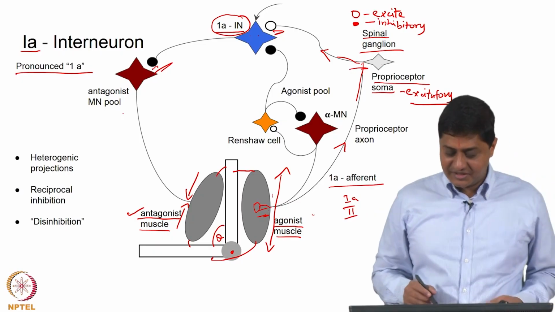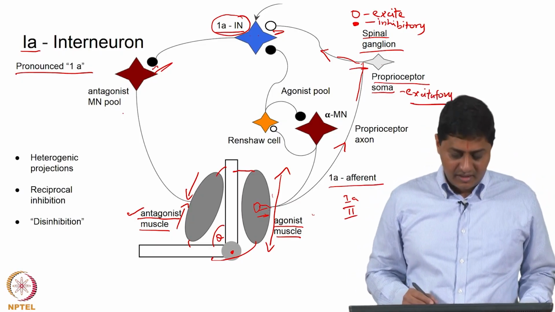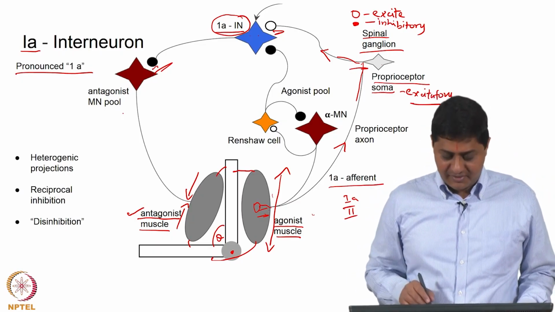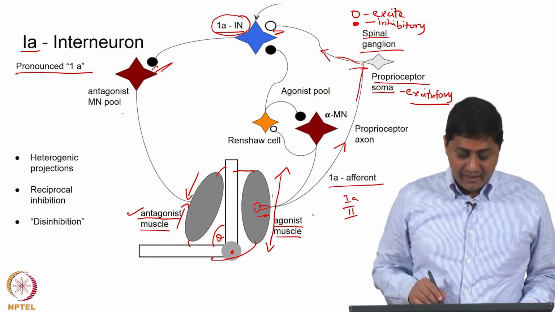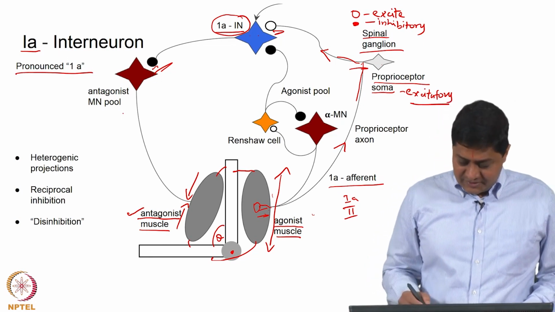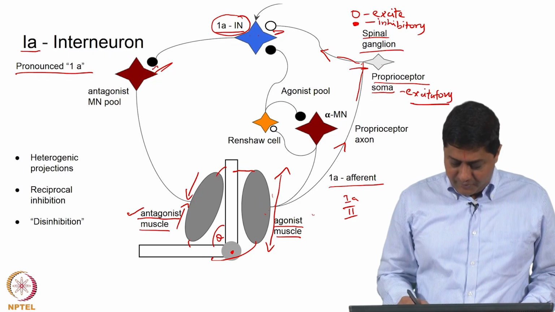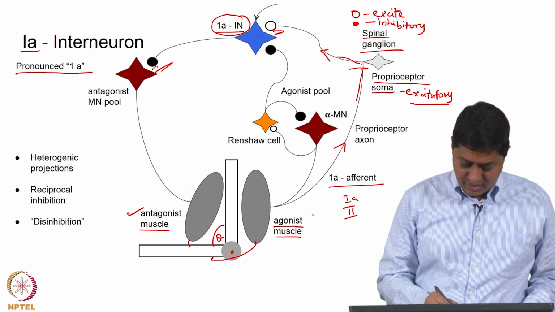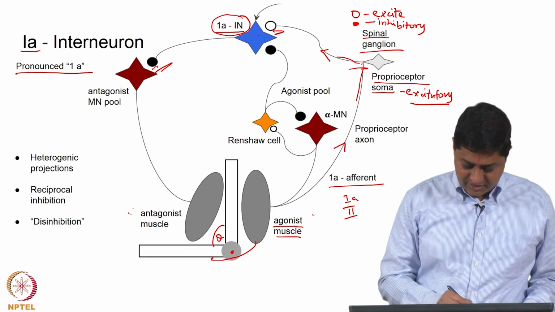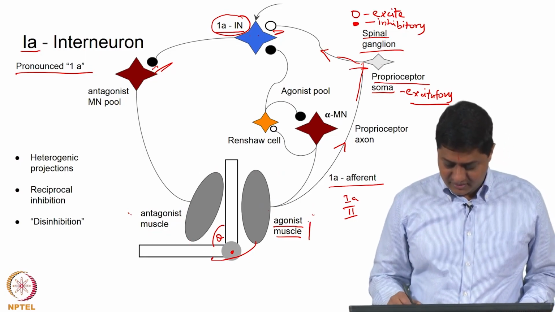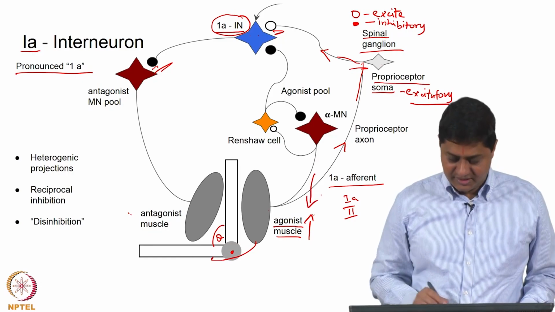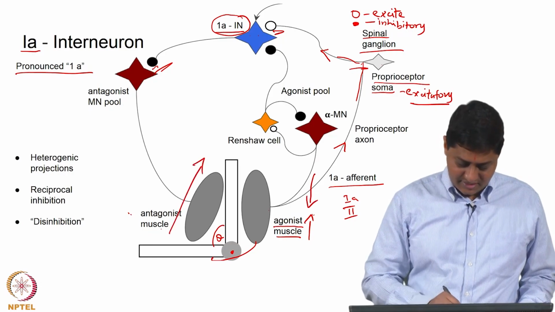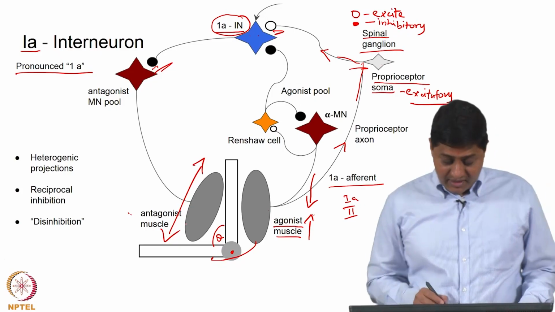Also, we must realize one more thing. What is not shown in this picture, just to prevent the complications that might arise, is the following. Let us suppose the opposite is happening. Okay. Let us suppose that it is the agonist muscle that is contracting. In other words, that muscle is reducing in its length, that muscle is getting stretched.